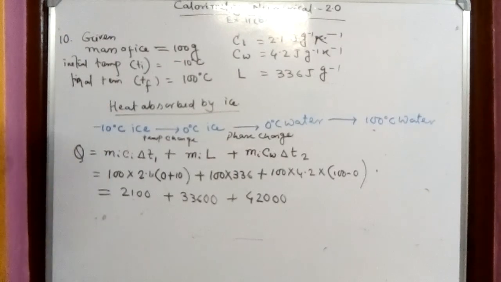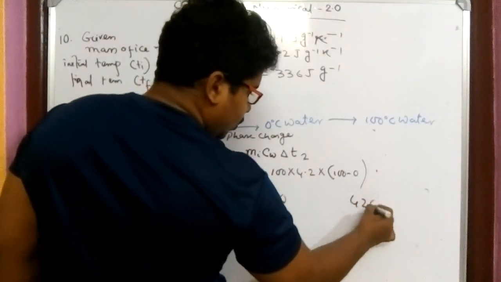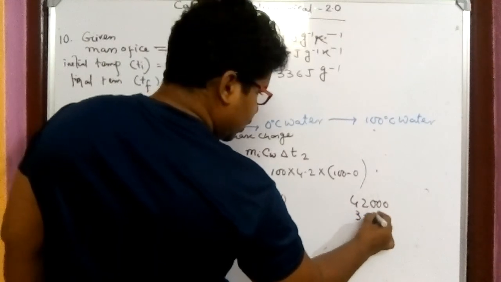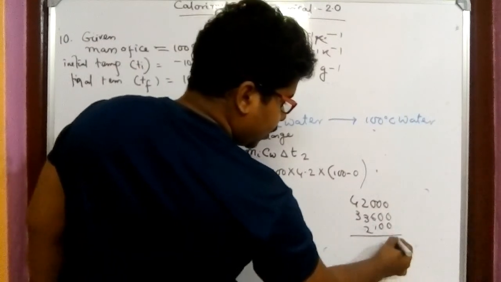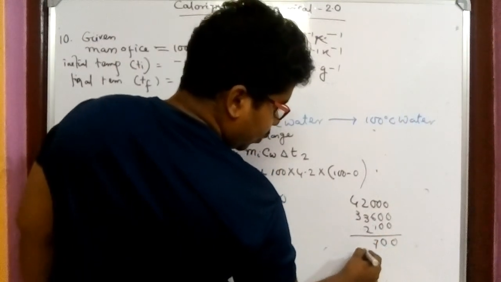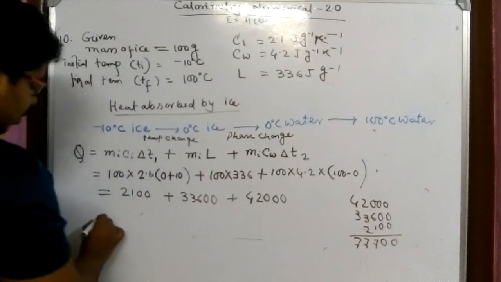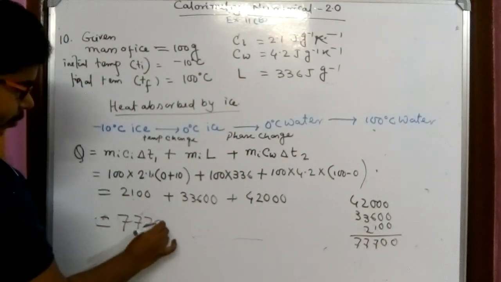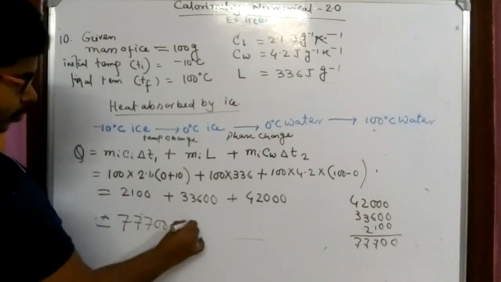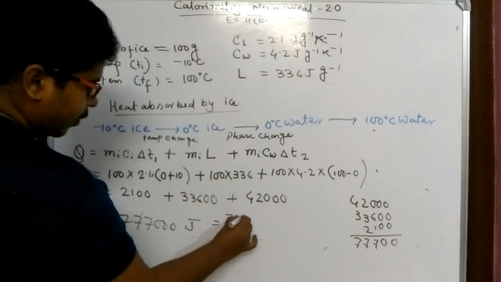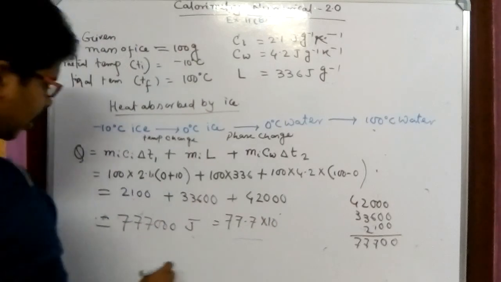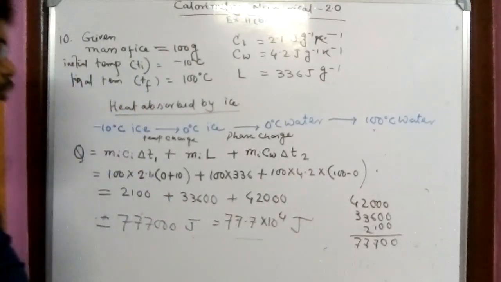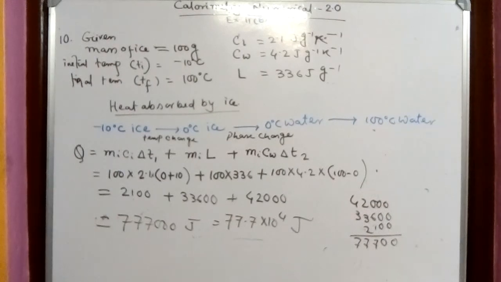Okay, now add these, so it is 42000, and then 2100. This much amount of joule, or you can write 77.7 into 10 to the power 3 joule. So this is the total heat energy absorbed.